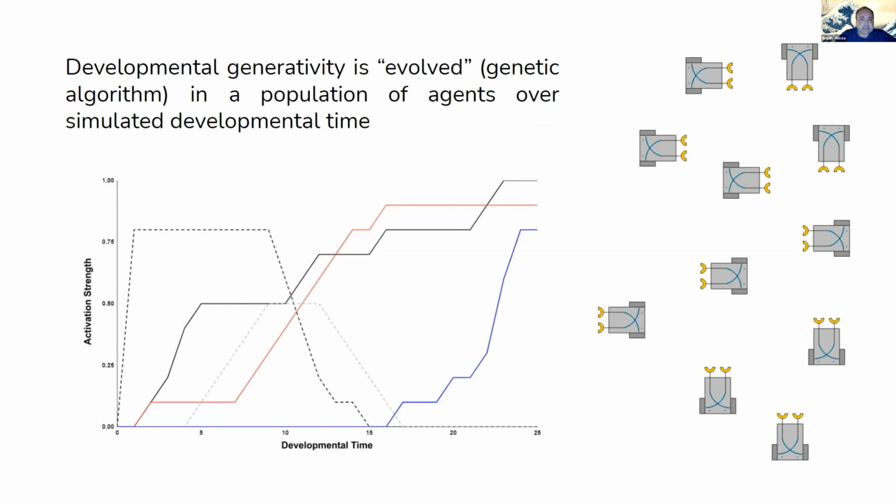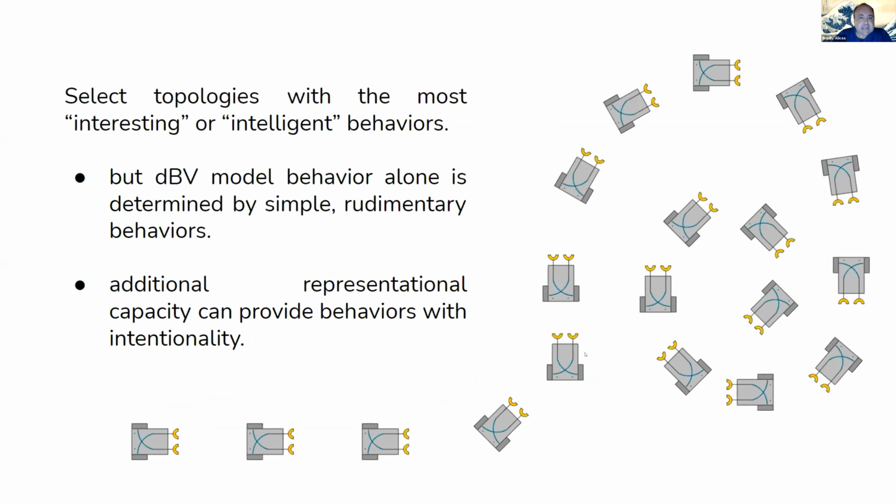and then we can evaluate those cells and those topologies over time. So this is something that's generated by a genetic algorithm. You have this pattern of births, deaths, and activation strengths. And then we look at the topologies that result, and we select for the most interesting or intelligent behaviors. But the DBV model of behavior alone is determined by these simple rudimentary behaviors. So even when we're evaluating a fair number of nodes in the topology, they still don't really generate what we want. But they give us a little bit more than what we would have had with a standard Braitenberg vehicle.